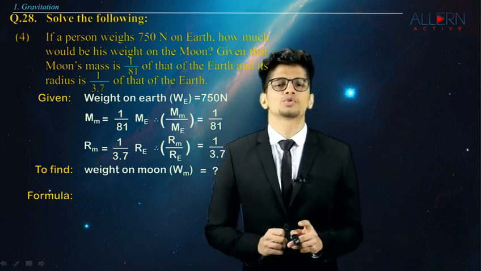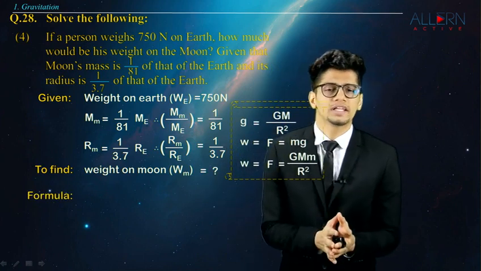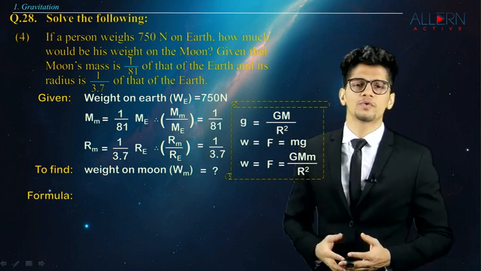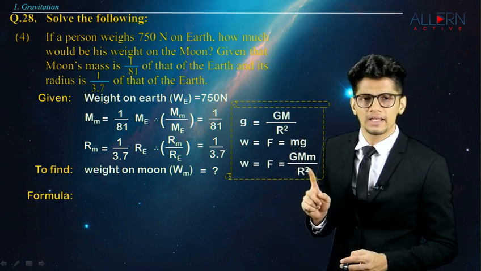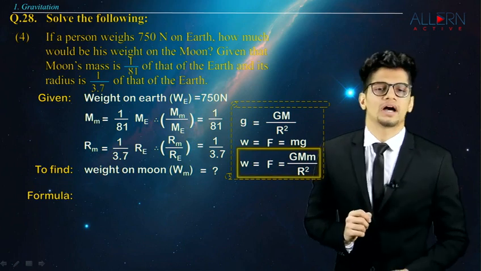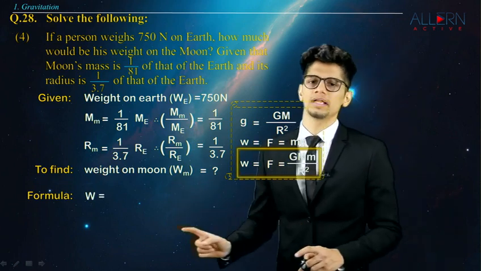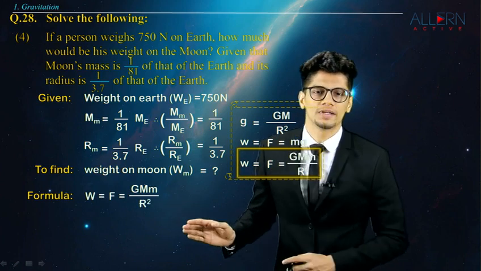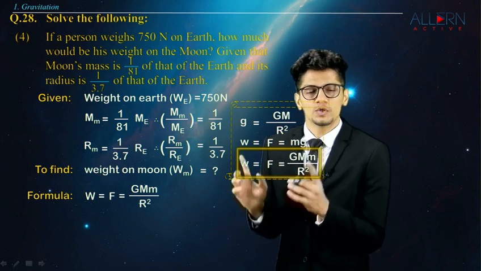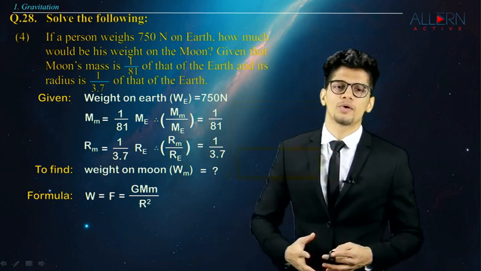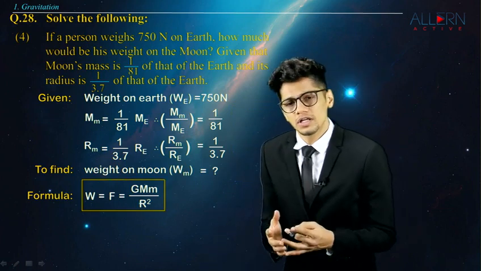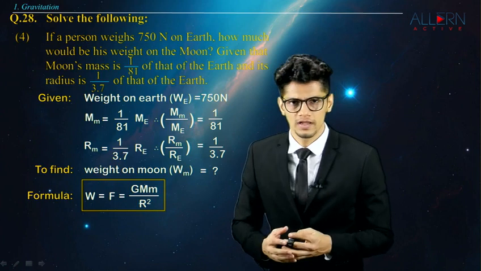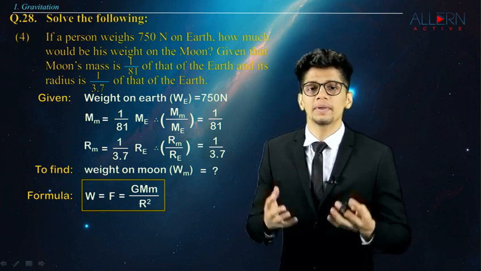Which formula are we supposed to use? We know that W is equal to F, that is, weight is nothing but the force, which is capital G, capital M, small m upon capital R square. So we write the same formula in the formula section. Now this formula is a general formula, but we have to write two formulae, one for Earth and the other for Moon. So for the Earth we will use a subscript E, for the Moon we use the subscript M.